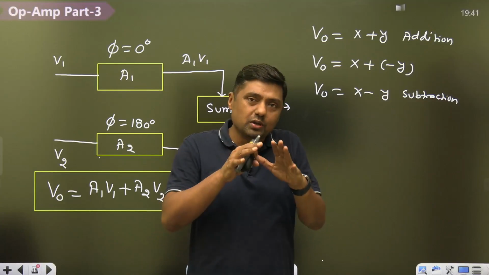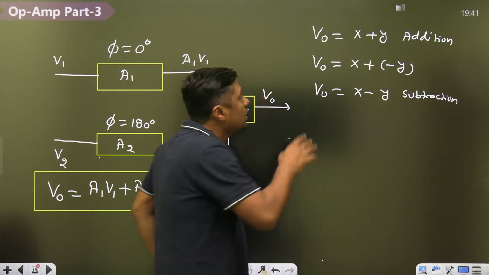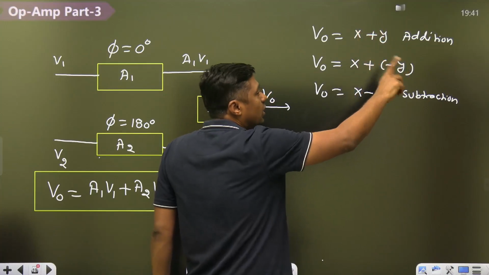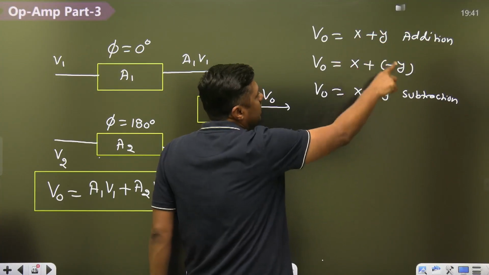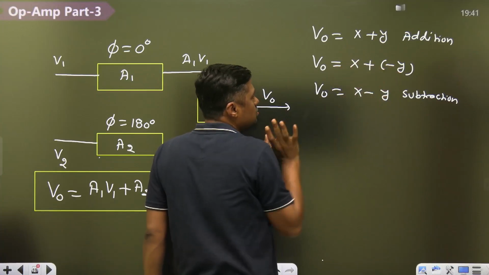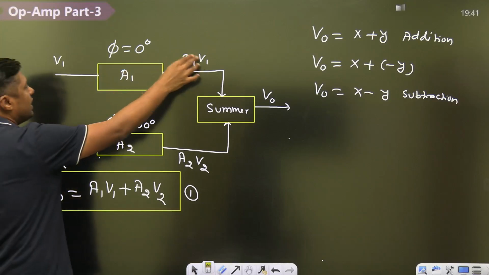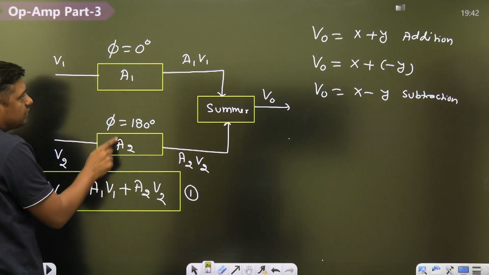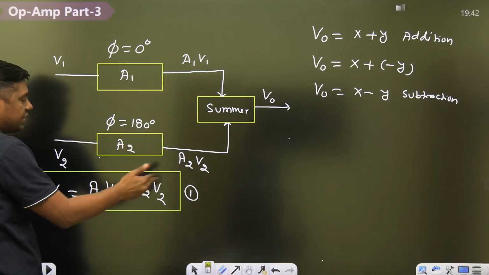But if you want to get difference of the two signals, or if you want to subtract these two signals, first of all change the polarity of Y by using inverting operational amplifier. Y will become negative. So actually we are adding, but final result is what? Subtraction, X minus Y. Similarly, here we are giving the 0 degree phase shift, and that's why we are getting A1 V1. Here we are giving the 180 degree phase shift. The value of A2 is negative. So here we are getting A1 V1. Here we are getting A2 V2.